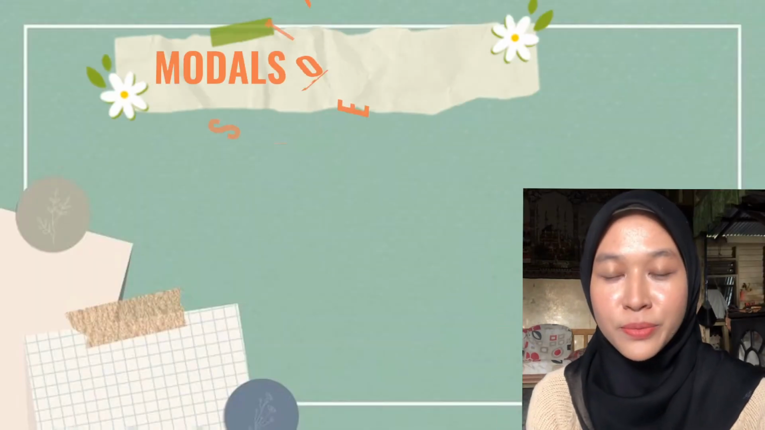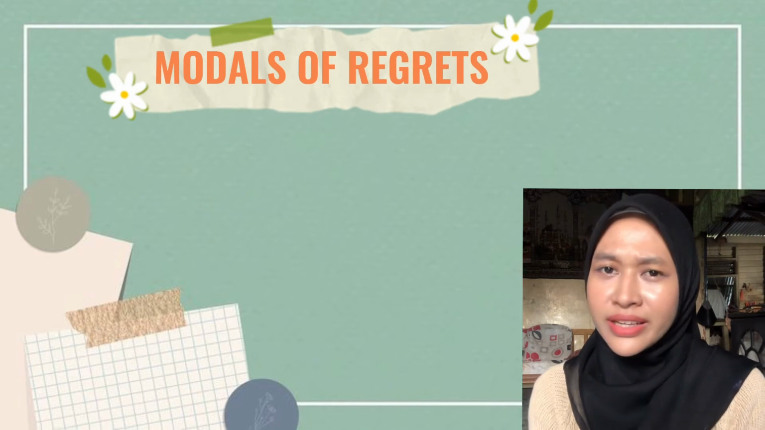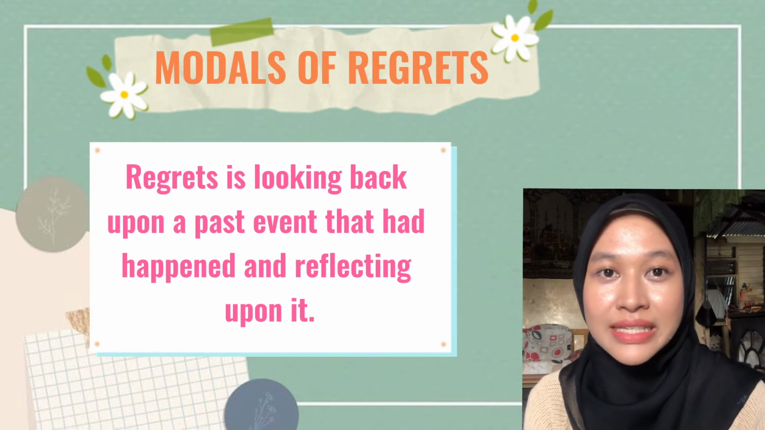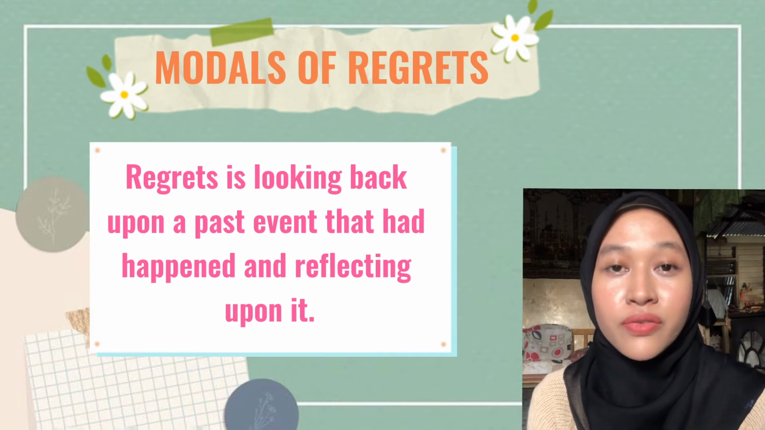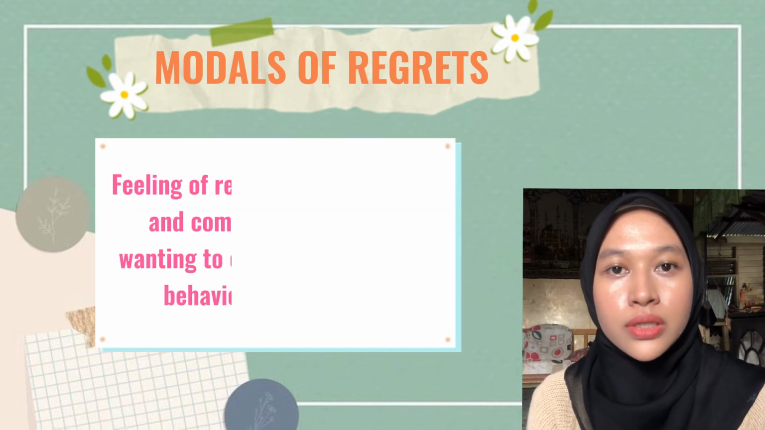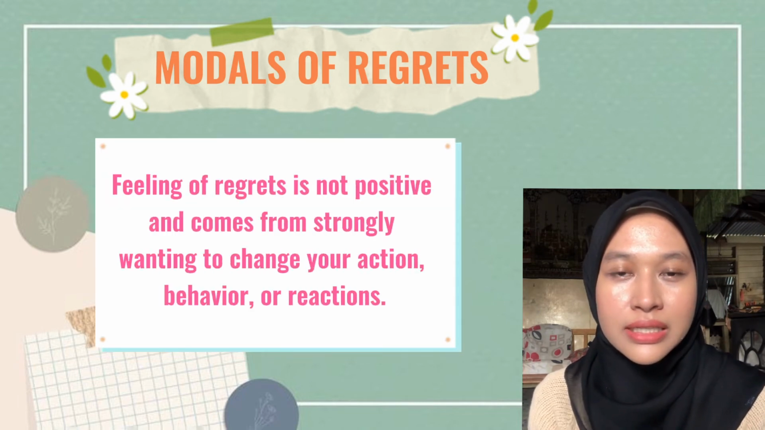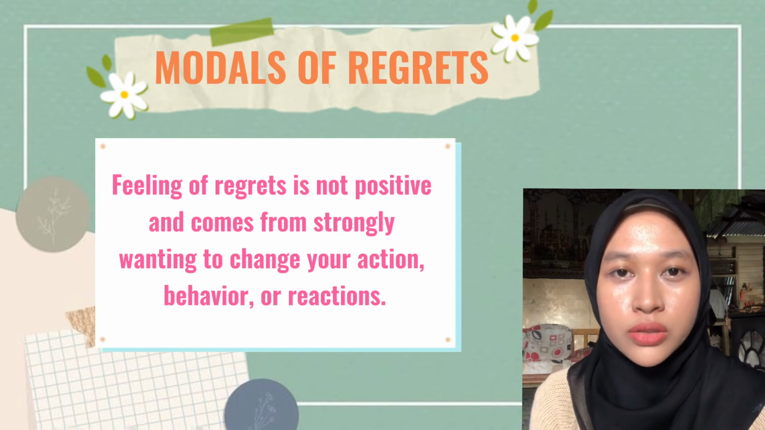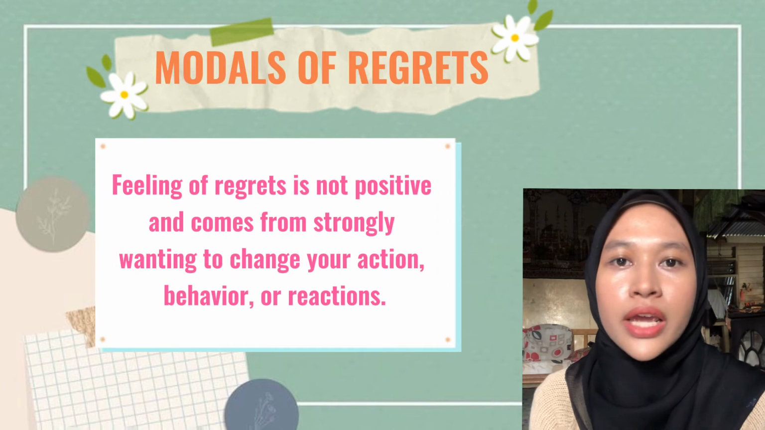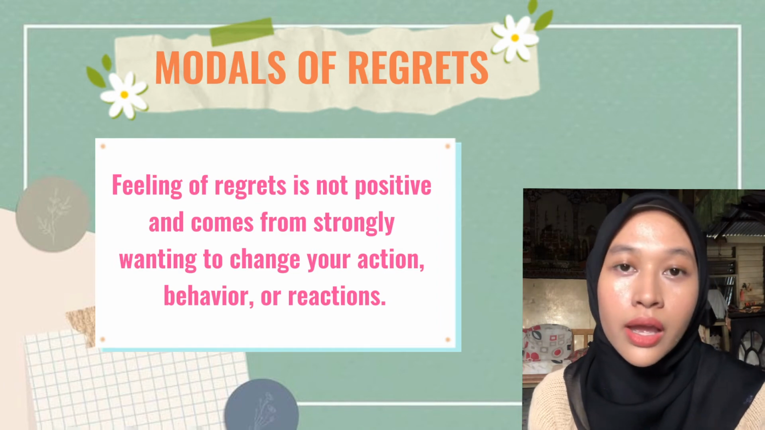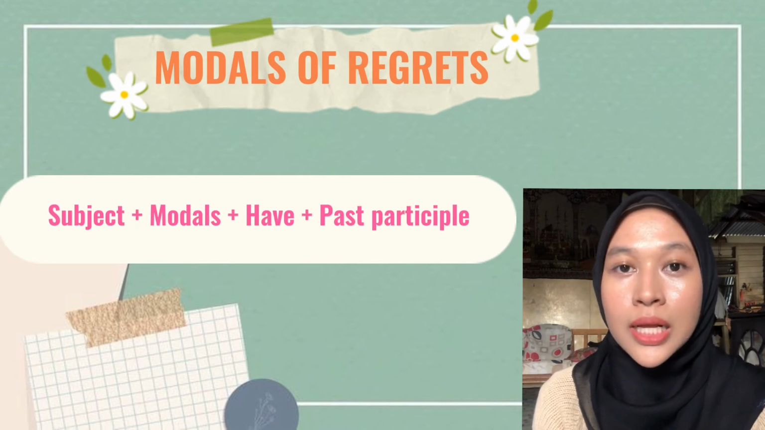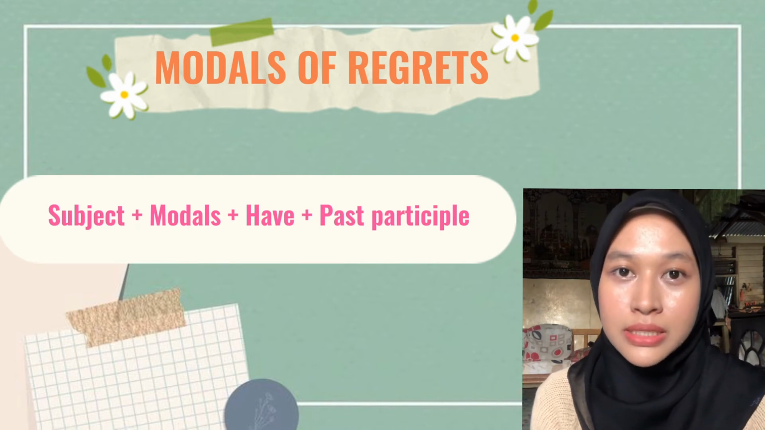Next is modals of regret. What is regret? Well, regret is looking back upon a past event that had happened and reflecting upon it. Usually the feeling of regret is not positive and comes from strongly wanting to change your actions, behavior, or reactions. As for the structure, we use subject plus modal plus have plus past participle.